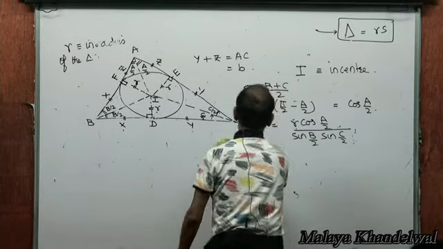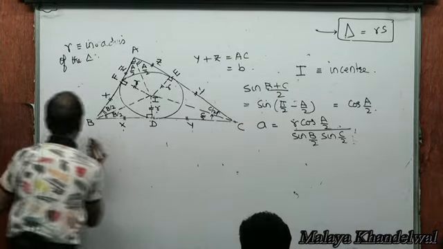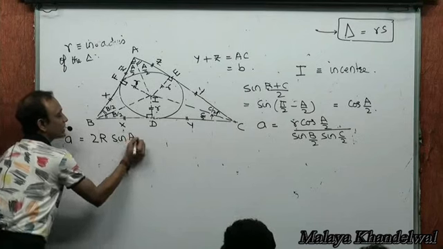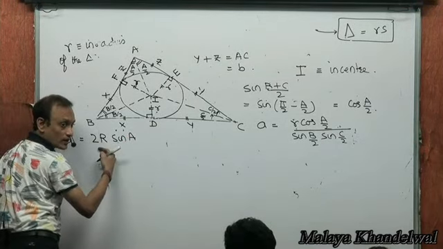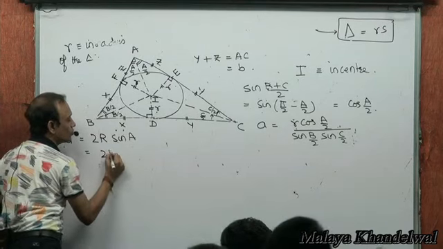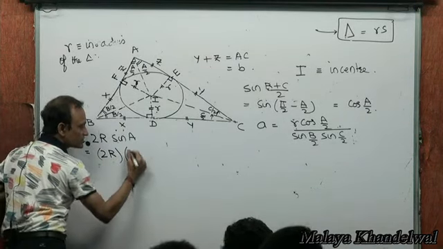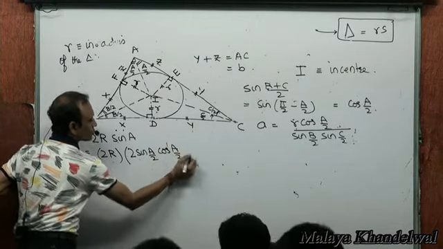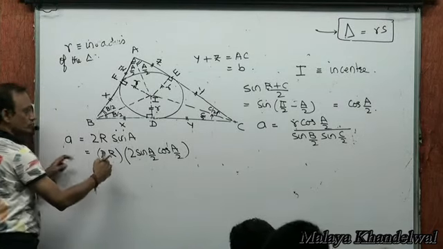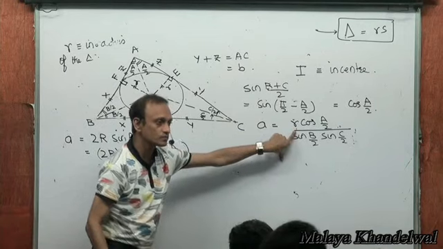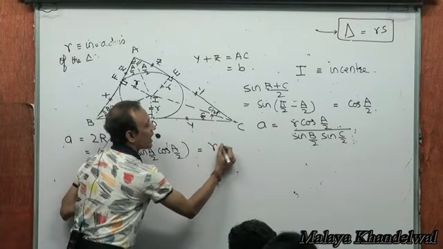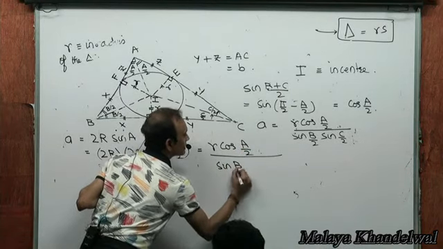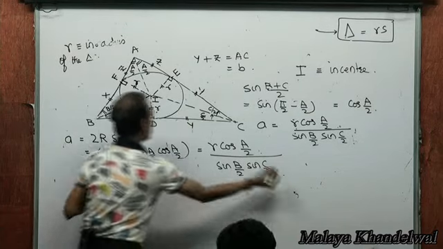Now, small a is 2R sin A, because small a by sin A is 2R, right? This is 2R into sin A, and sin A is 2 sin A by 2 cos A by 2, right? But small a is also this. So equating these two, this is r cos A by 2 divided by sin B by 2 sin C by 2, right?